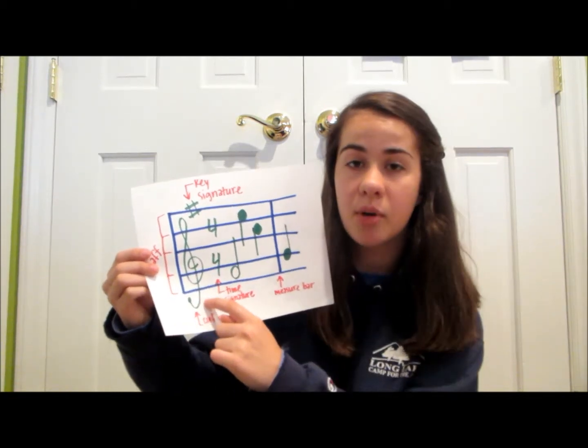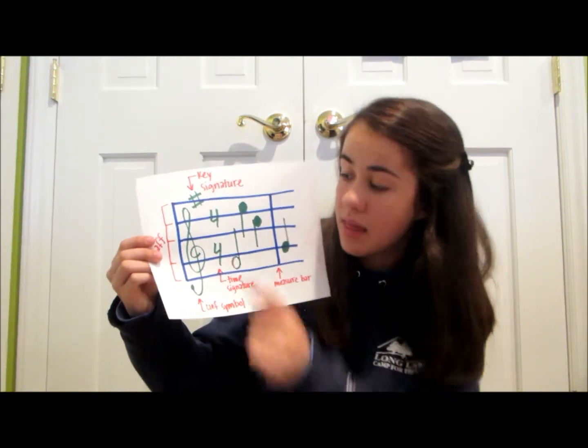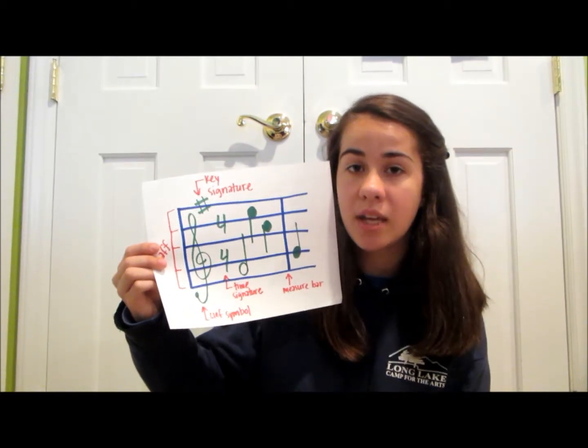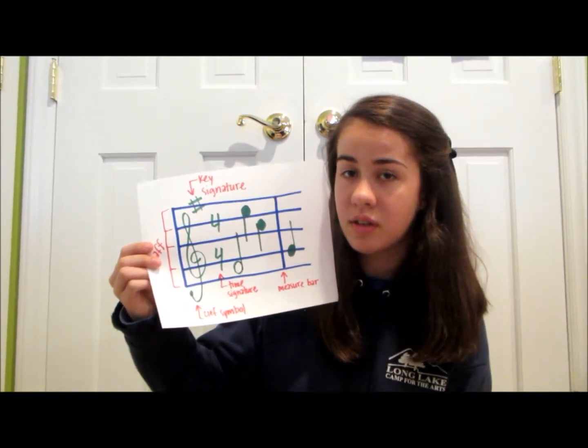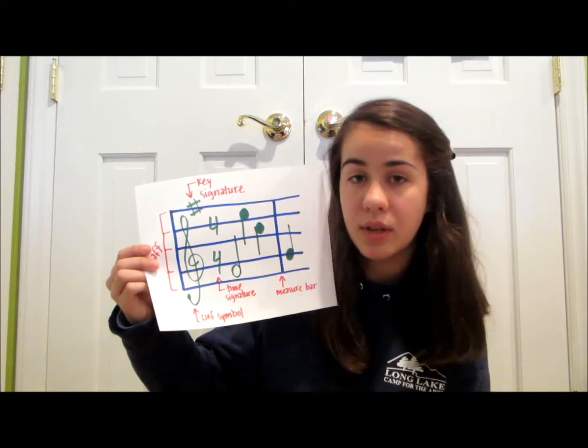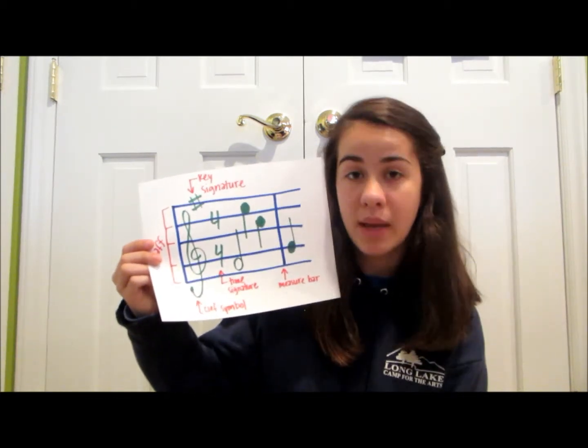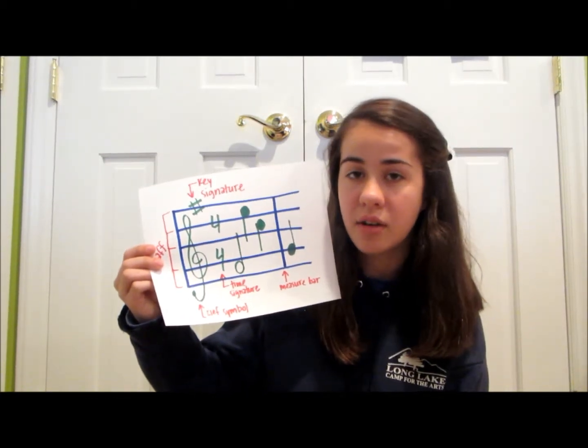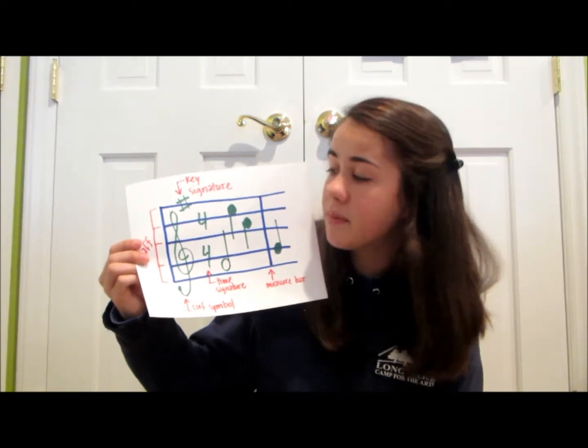The first symbol we come across is the clef symbol. This clef symbol tells us that we are playing in treble clef, a clef often used by many instruments, including the violin. There are also bass clefs and alto clefs and other different clefs, depending on the instrument.